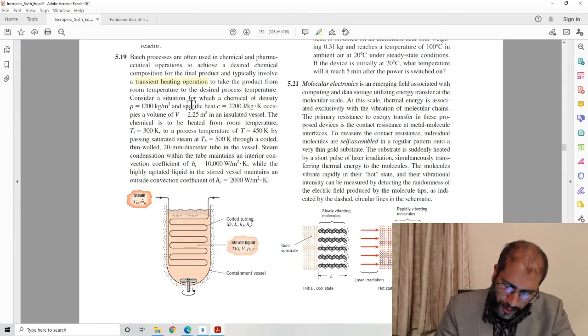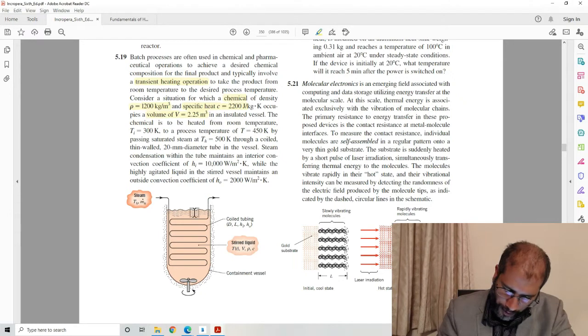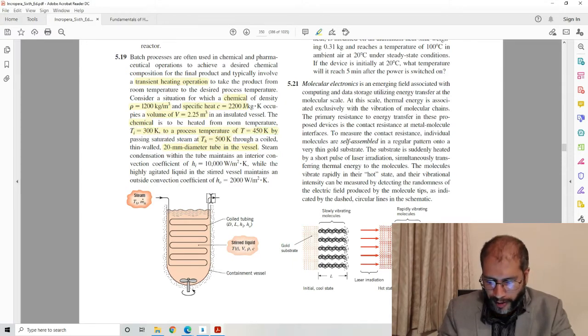In this case, you have a chemical for which the density, specific heat, and the volume it occupies are given. You can also see this figure here. So you have to heat this chemical, and you have this coiled tube. This coiled tube passes steam at 500 Kelvin, and this coiled tube has thin walls, and the diameter of the tube is 20 millimeters. The initial temperature of the chemical is 300 Kelvin. So the chemical initially is at room temperature, but you want to take it to 450 Kelvin. The whole reason you have this tubing inside this chemical is to take it from 300 Kelvin to 450 Kelvin.